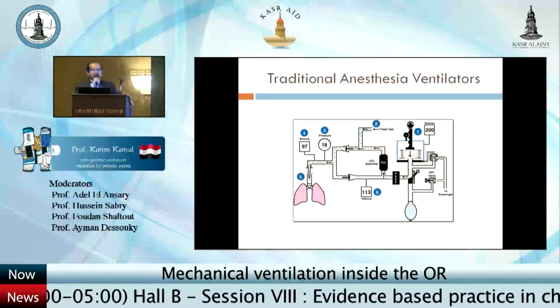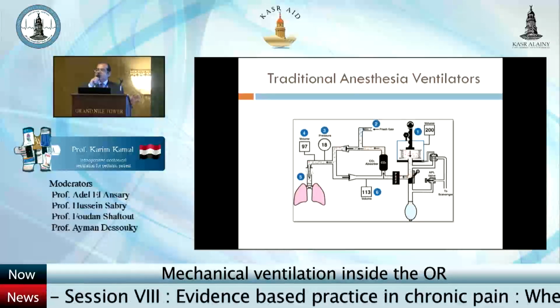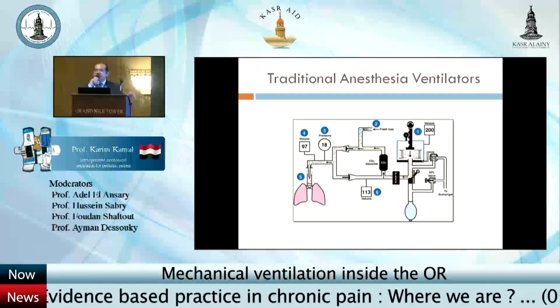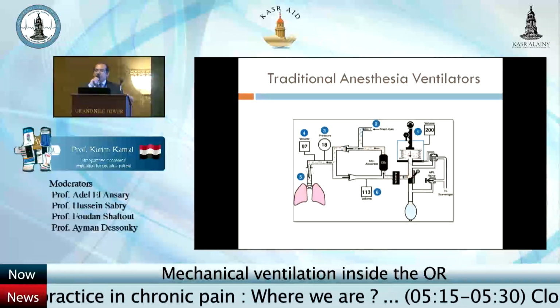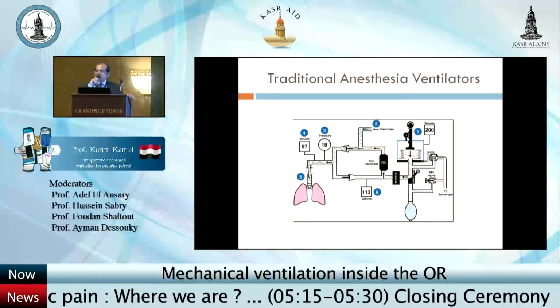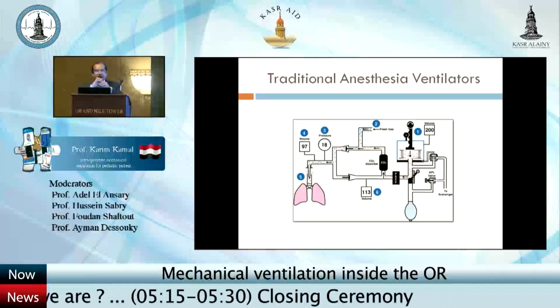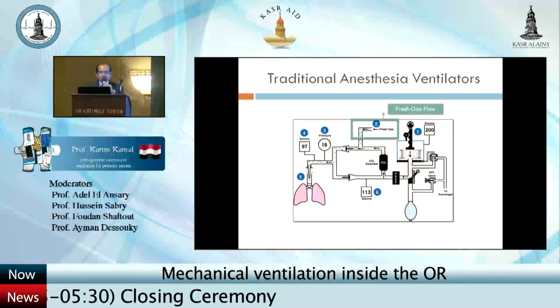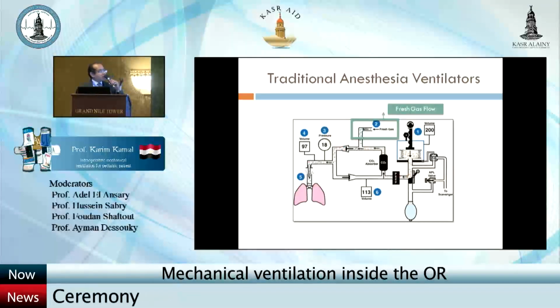Now, as you can see, there are two problems in this design that caused the actual tidal volume delivered to the lungs of the child to be less than the set tidal volume. The first problem was this fresh gas flow inlet.